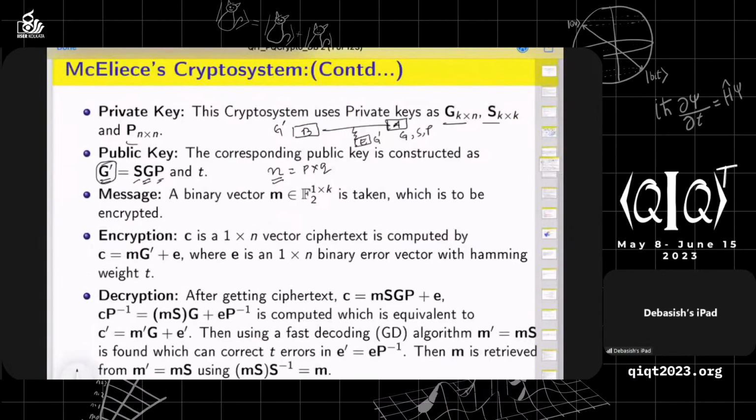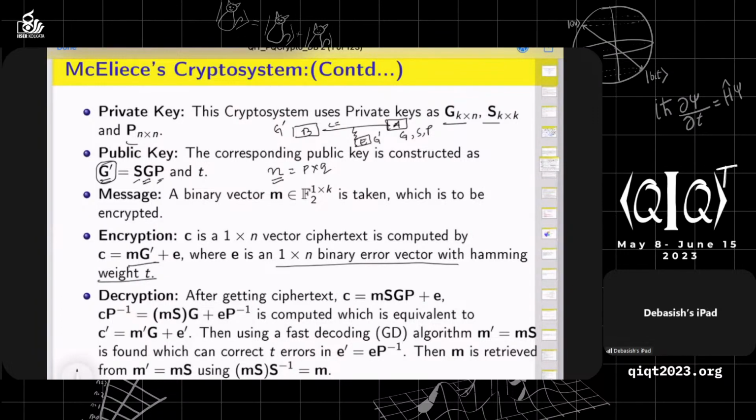The codeword C is sent, C equal to M G prime plus E. The message is encrypted with the G prime, and the error is also added. This error is a binary error with weight limited by T, meaning how much my code will be able to correct. Code means the G, the code related with the G, not the G prime.